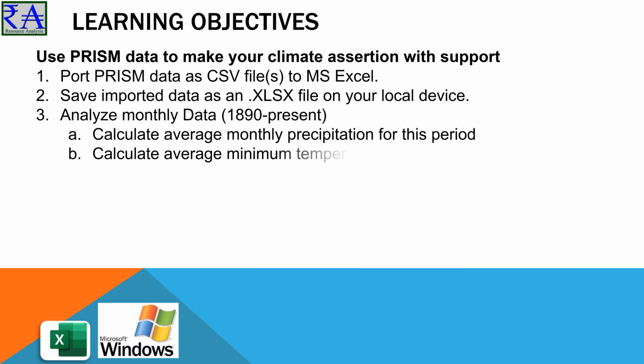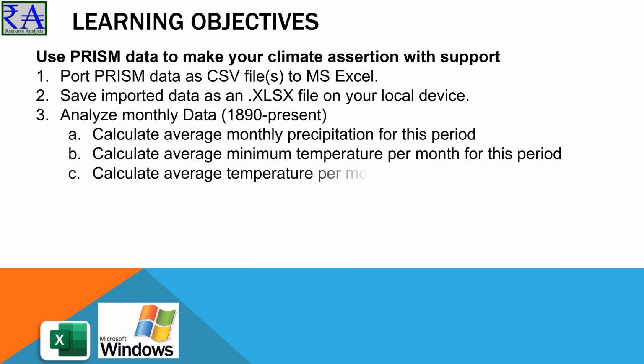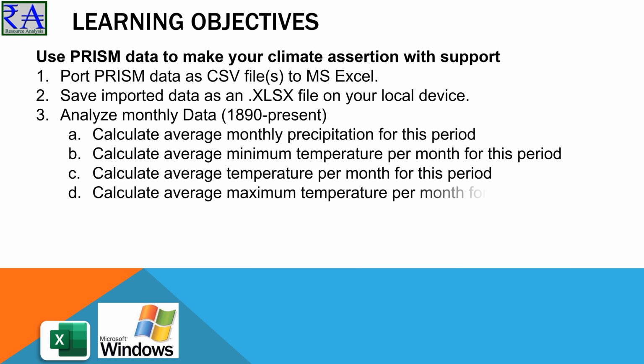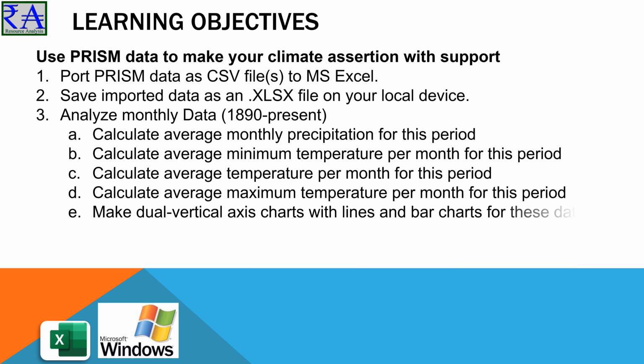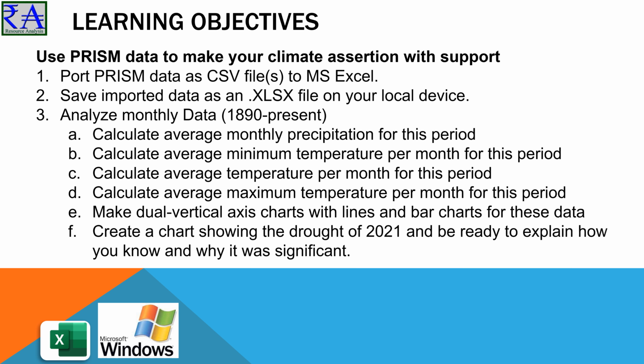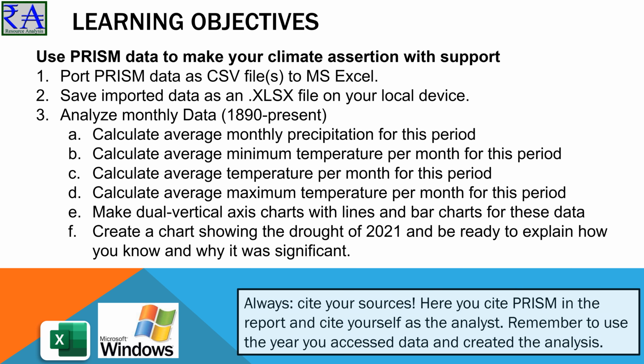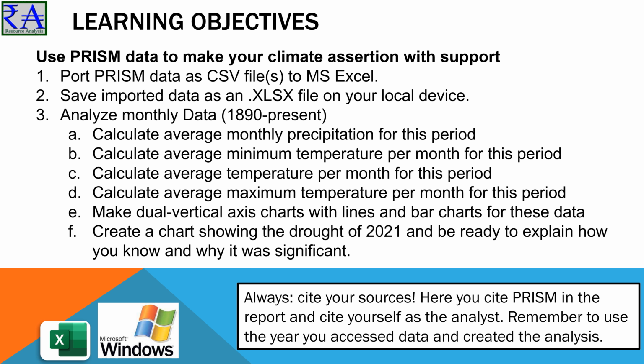We will cover some necessary data management steps, including the opening of the CSV file, converting it to an MS Excel file. Then we will look specifically at certain data management tools to parse out our data with segregations for monthly averages across this 125-plus year period. Finally, we will make charts with two vertical axes to best show your data.